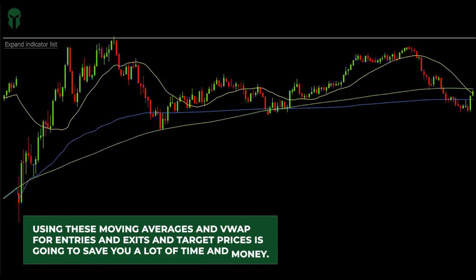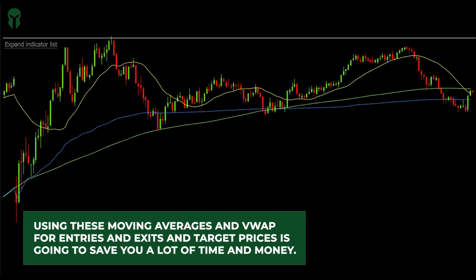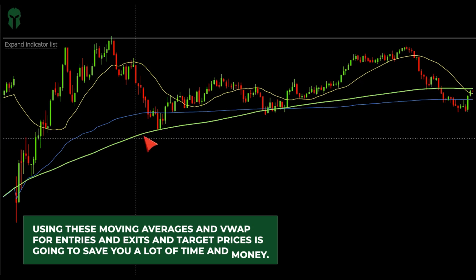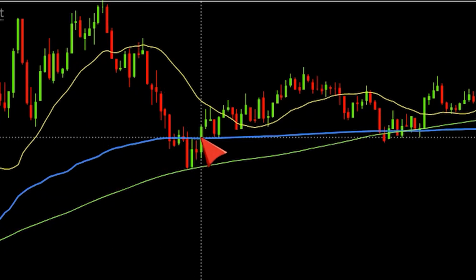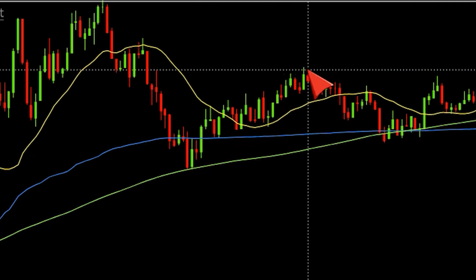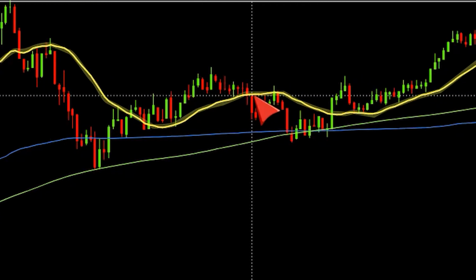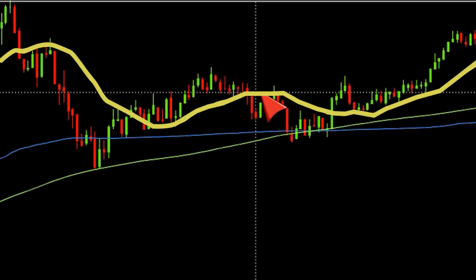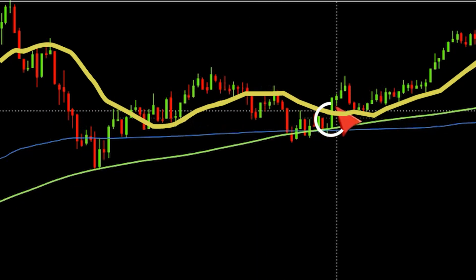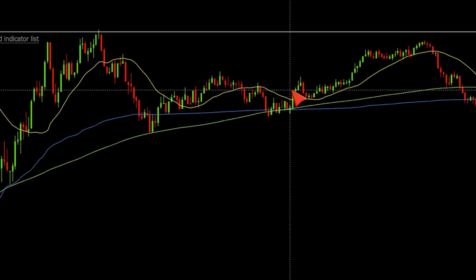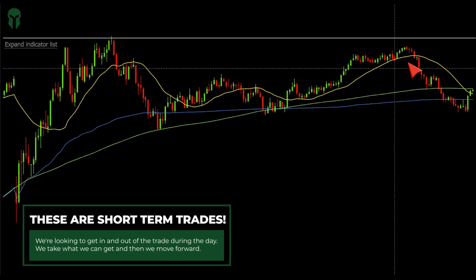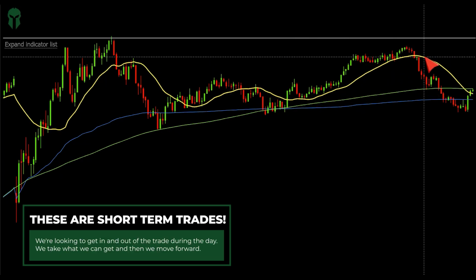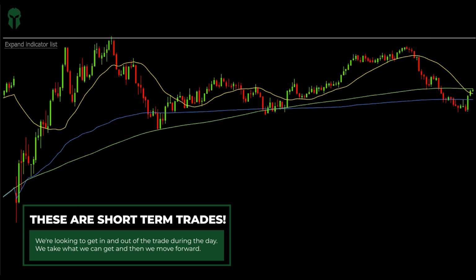Using these moving averages and VWAP for entries and exits and target prices is going to save you a lot of time and money. If you look at these levels, they are consistent, hitting there, breaking them. The more you break, the more positive the trade is. If you're using this 21 as a way to get out of the trade, yes, it might stop you out sooner, but it also will provide you another entry. Remember, these are short-term trades. We're looking to get in and out of the trade during the day. So we take what we can get and then we move forward.